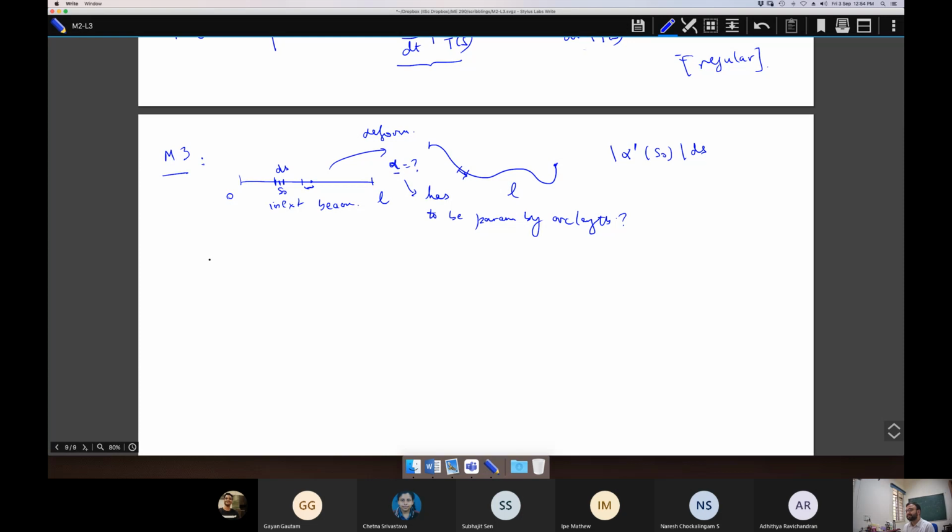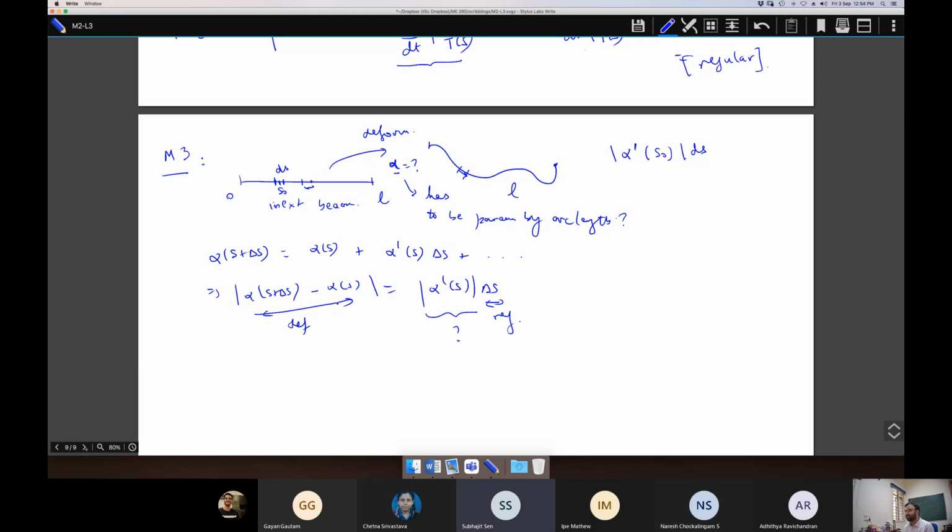How do you know this? Because of the Taylor expansion we did last time. Remember, alpha of S plus delta S equals alpha of S plus alpha prime of S delta S plus higher order terms. So this means that the distance between alpha of S plus delta S minus alpha of S equals alpha prime of S delta S, correct? So this is the length in the deformed configuration. This is the length in the reference configuration. How much can this factor be then? 1. If you want length to be preserved, it has to be 1.